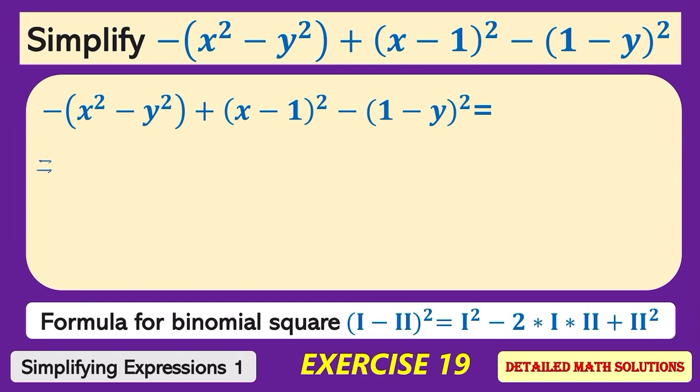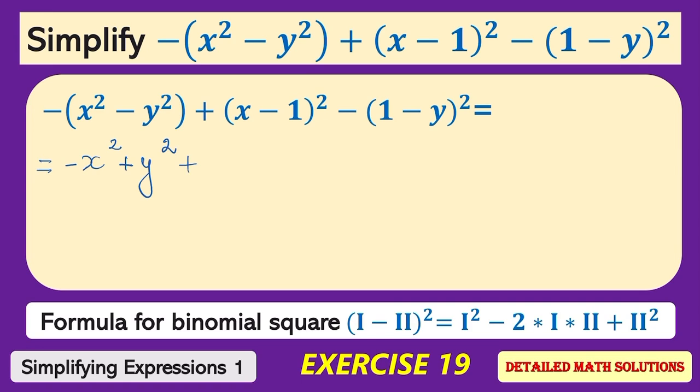First, I'm going to open parentheses. The negative sign will flip the sign of each term within the parenthesis, because it's the same as multiplying negative 1 with each term within the parenthesis. When I do that, I get minus x squared plus y squared.